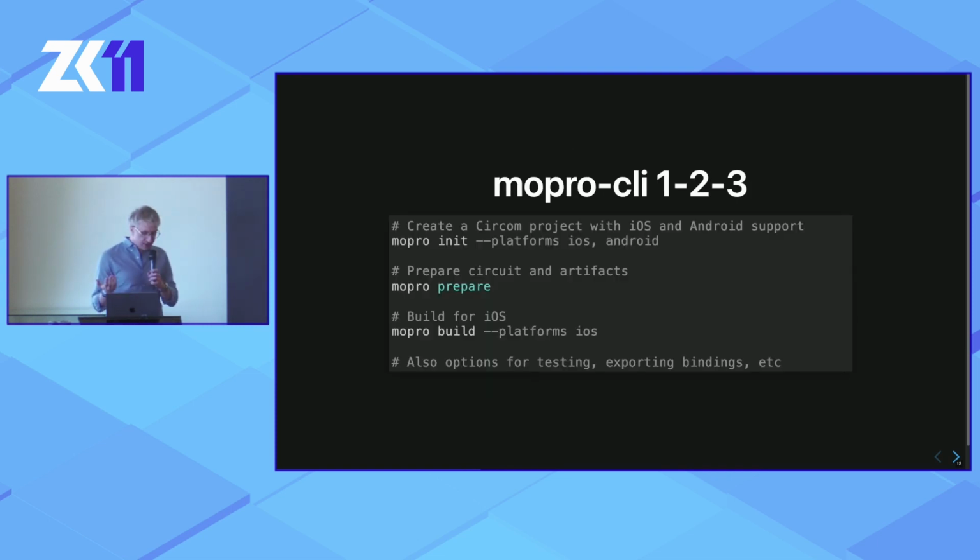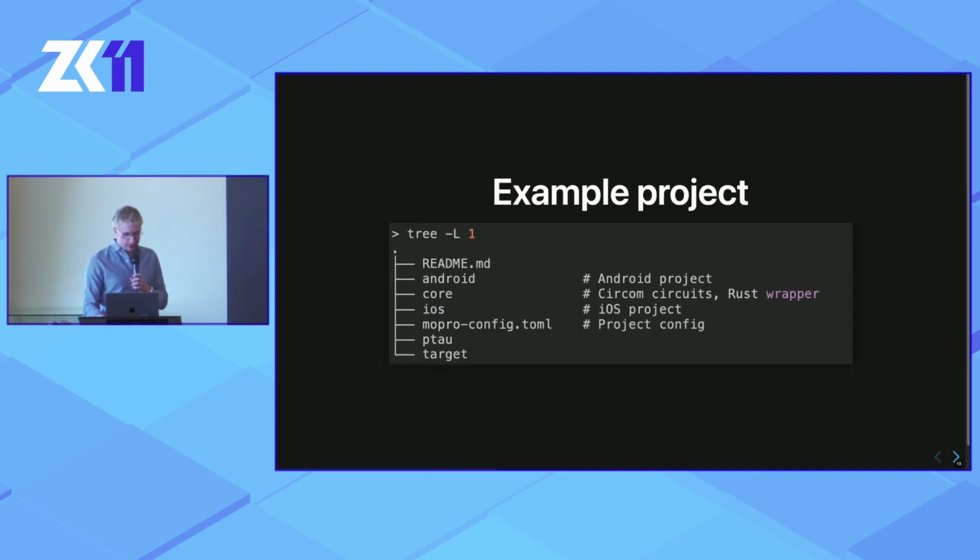So the main interface now is this command line interface, and this is the main way you interact with it. This allows you to get started in under 5 minutes, where you initialize the project, you choose the platforms and the proof system you want to use, and you prepare the circuits, and then you can build for a specific platform, and you can also do testing and exporting bindings and all kinds of stuff.